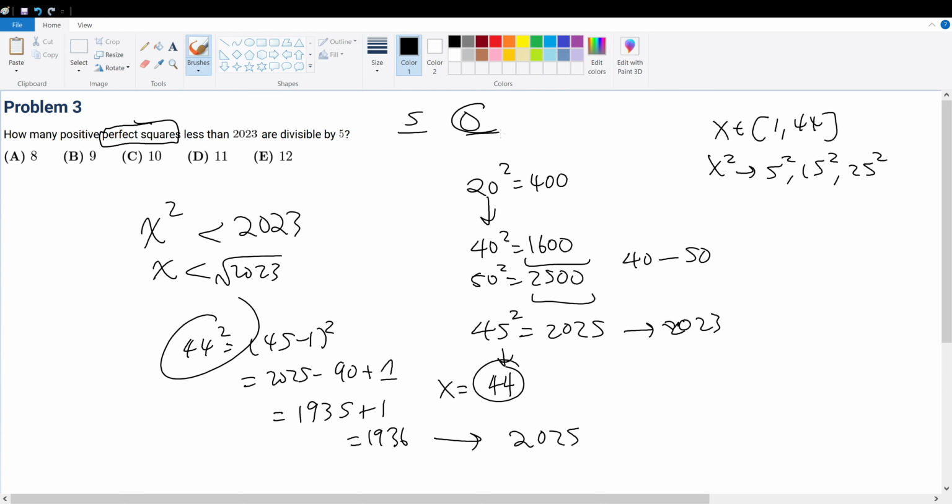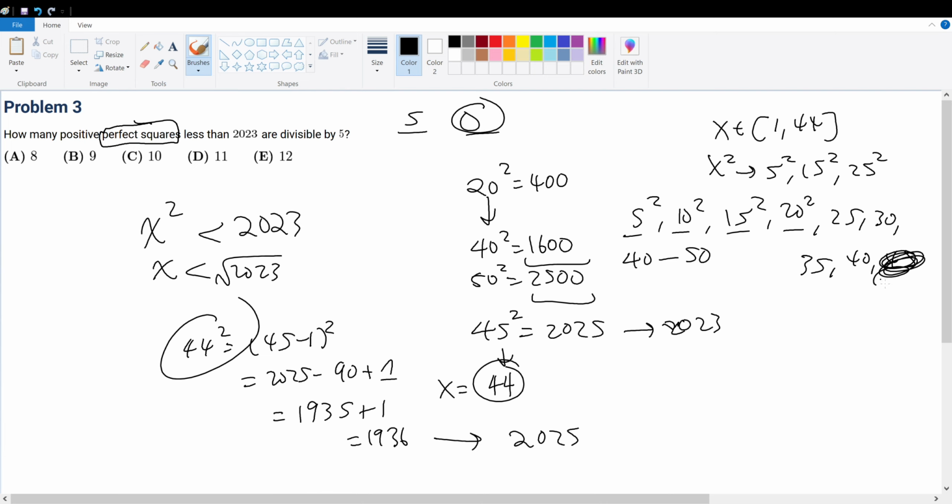And what about 0? Well, 0 obviously is going to be 5 squared, then it's 10 squared, then it's going to be 15 squared, 20 squared. We see the pattern here. It's all going to be increments of 5. So it's going to be 5, 10, 15, 20, 25, 30, 35, 40, 45. 45 obviously is too big, so we remove that.